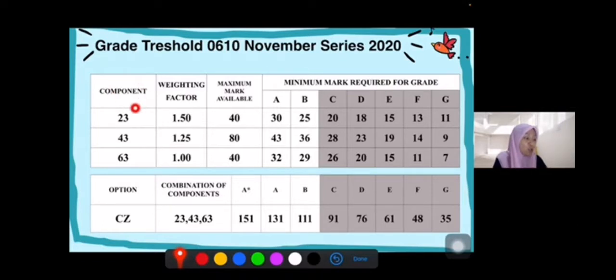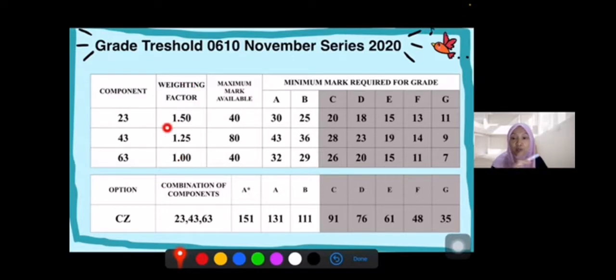Okay, so komponen apa? Komponen 2, 3, 4, 3, 6, 3. Syllabus apa? 0610. Okay, setiap komponen ni they have their weighting factor. Tadi I dah show weighting factor kan? Mana dapat weighting factor ni? Cambridge akan publish dalam weighting factors book dia. So kita refer kepada that book untuk mendapatkan the weighting factor ni.